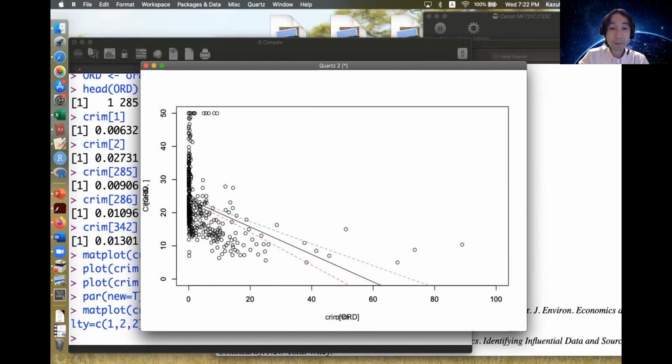But at least we can. Yep. I'm sorry, why is the plot capped at 50? What's happening there? I don't know. This is just the limitation of the data. I don't know why.